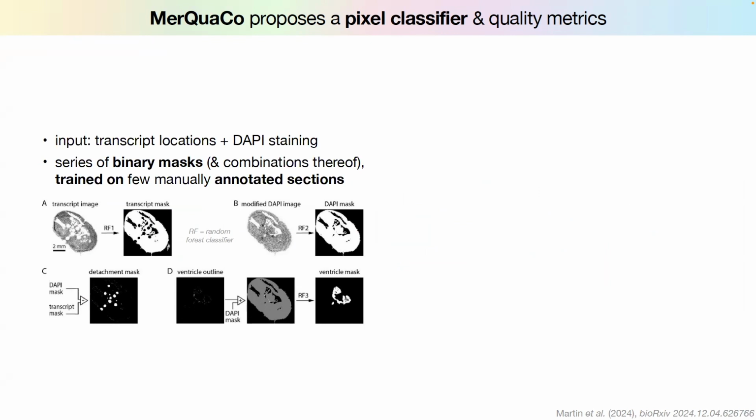So one is like a transcript mask that tells us which pixels here have transcripts. One is a DAPI mask. We can subtract the DAPI from the transcript to get a detachment mask. And I'm cutting off some more complicated combinations of these, where they create binary masks on the tissue. And by combining these, they can classify the pixels in the image.